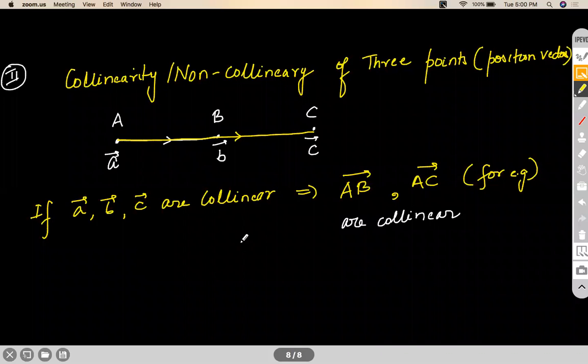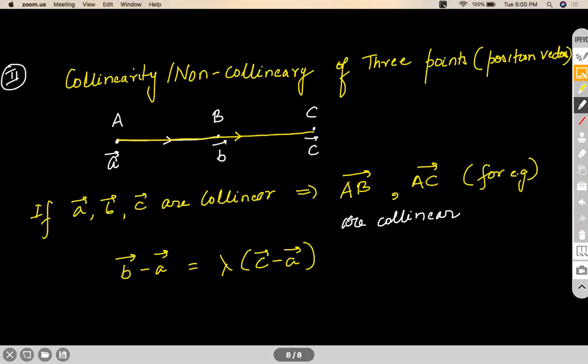Correct. So if such is the case, then I can always check for whether, let's say AB is B minus A, we all know that, whether I can express this as some scalar times AC or any combination. I'm not denying that you have to take AB and AC, you can take any combination you want. Okay. So whether you can express it like this, where lambda is some scalar. If you're able to do this, then basically you can say that these 3 points are collinear.